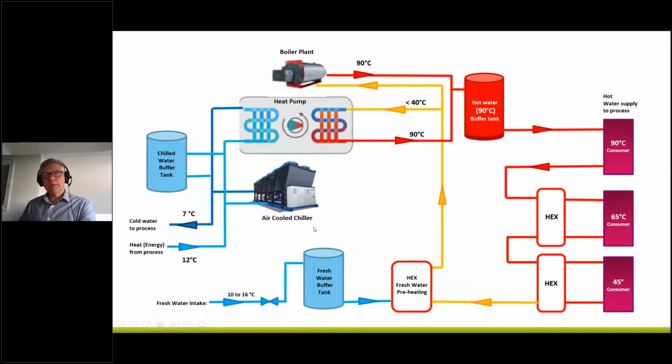And again, this is another system example where you can have a combination. This is an air cooled chiller, but this could also be a water cooled chiller. Then the chilling, again a buffer tank, goes to the heat pump, in this case heating the water from 40 degrees right up to 90 degrees. Then it can be combined with the existing boiler, and then there's the fresh water intake.